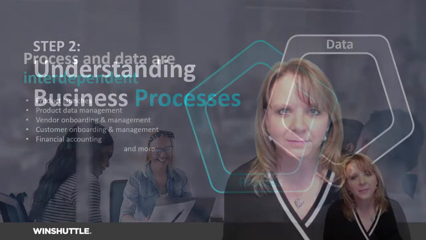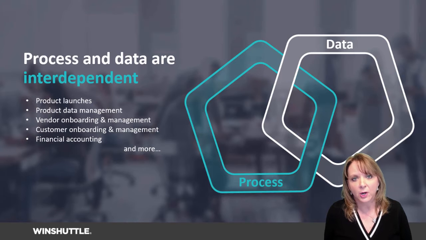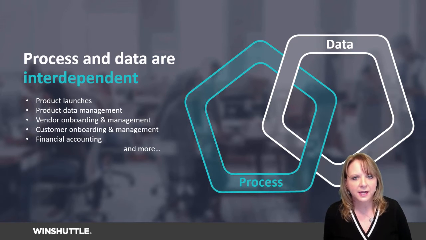Let's talk about that. Business processes and the data in them are interdependent. So things like product launches, product data management, customer and vendor onboarding are some examples. When it comes to automating these business processes, they must be efficient, accurate, and streamlined in order to keep up with current requirements. And when those requirements change, they must be able to quickly adapt.